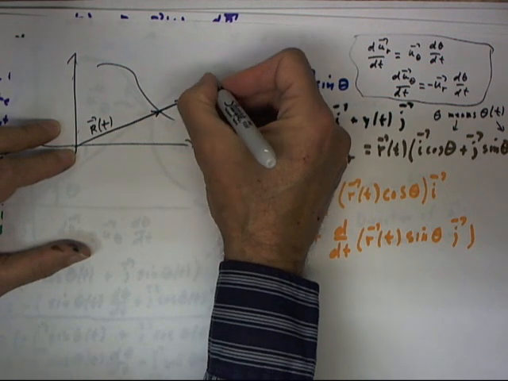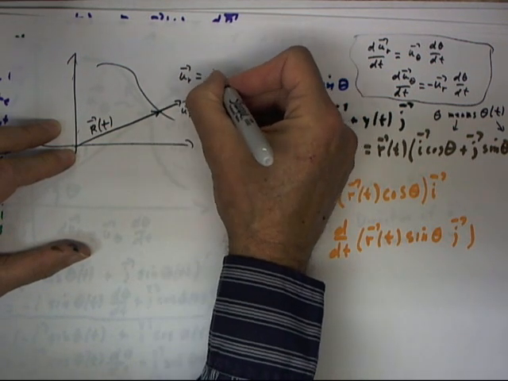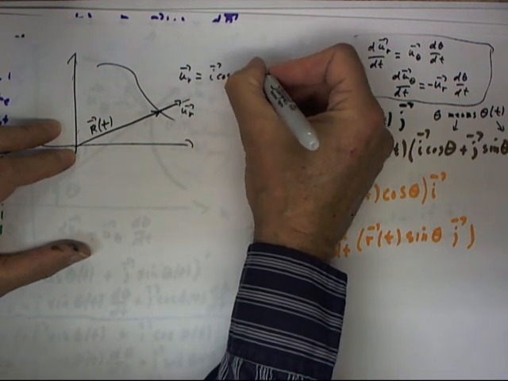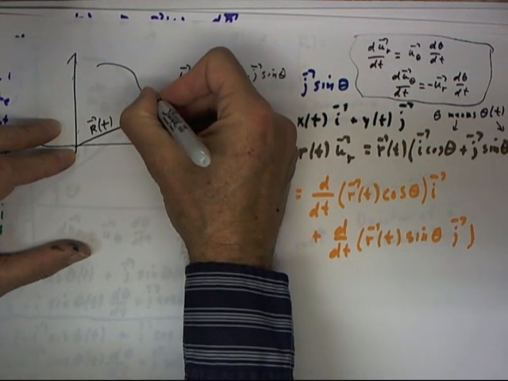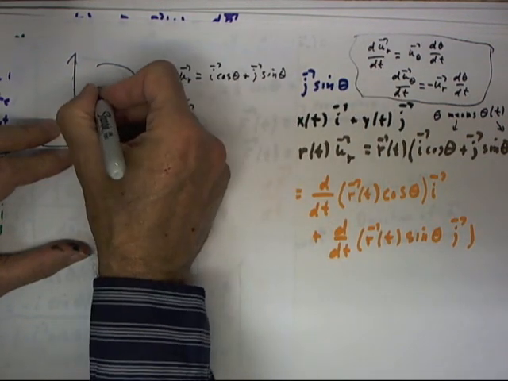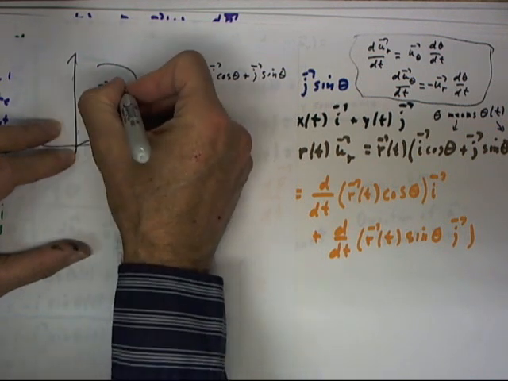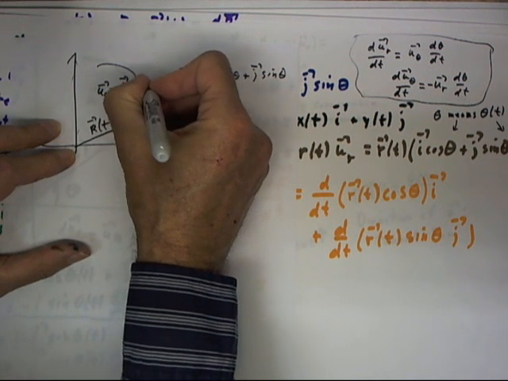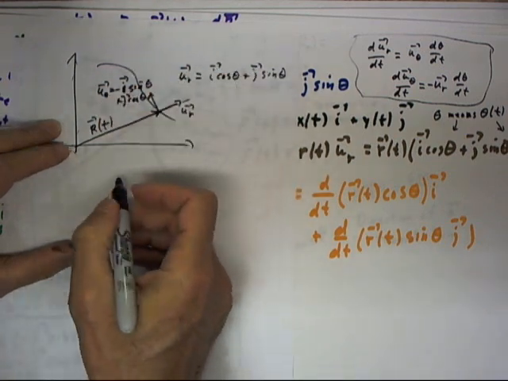and that vector is i cosine theta plus j sine theta, and a vector u sub theta equals negative, we'll do that, negative i sine theta plus j cosine theta.